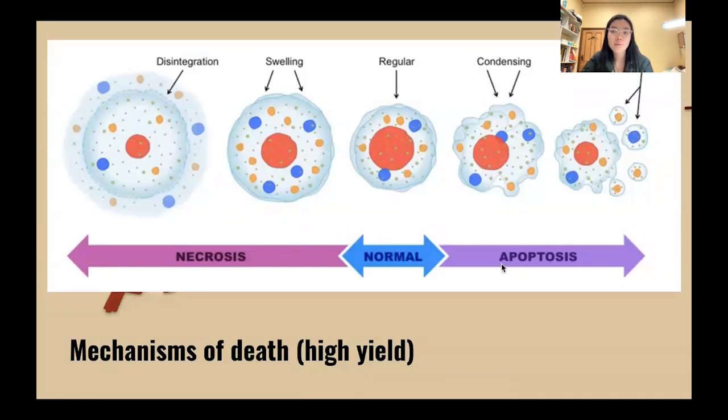On the other hand, apoptosis is cell death, but it's much more controlled. Instead of swelling and then exploding, you have the condensing of the cell, and then it fragments into these things called blebs. The verb for that is blebbing. And then after it blebs, it slowly disintegrates within the blebs. And so you don't get that explosion that you get with necrosis.